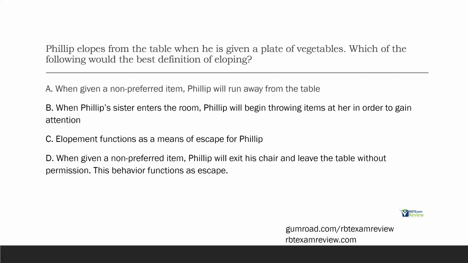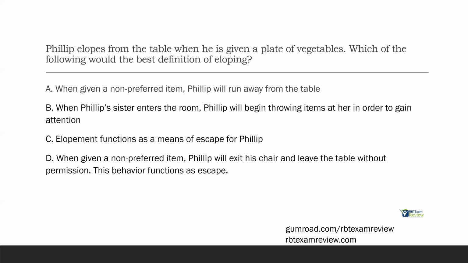Which of the following would be the best definition of eloping? So think about what we need in behavior definitions. They need to be observable. They need to be measurable, clear, concise, complete, right? Include as much information as possible, so anybody who reads that behavior definition knows exactly what they are looking for.